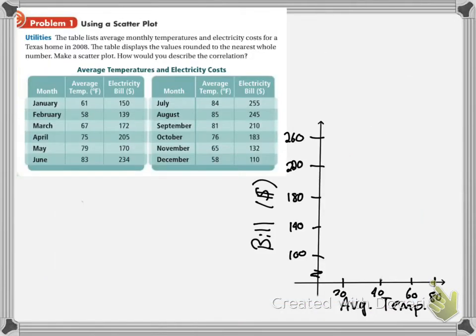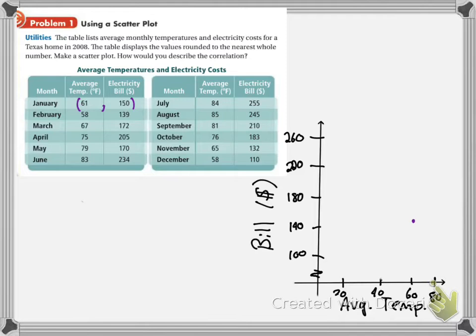So here, looking at our first example problem, we're going to look at two different variables, plot them out on a scatter plot, and see if we can determine any sort of trend or correlation between the data. Here we see the average monthly temperatures and electric costs for one Texas home in 2008. When we plot these, we think of the temperature and the electric bill as a coordinate. So to plot 61, 150, I would go over to around where 61 is, go over to where 150 is, and plot it like so.